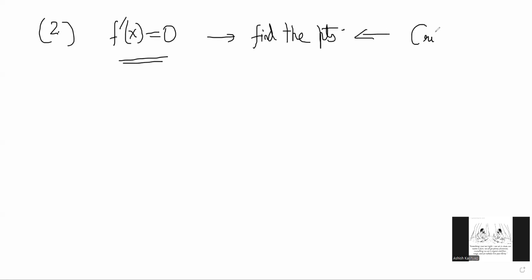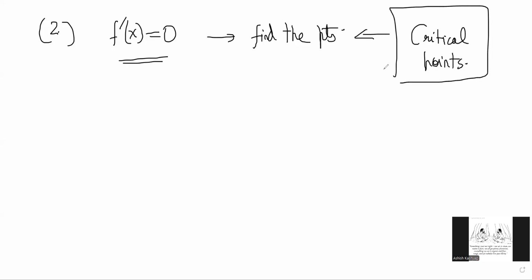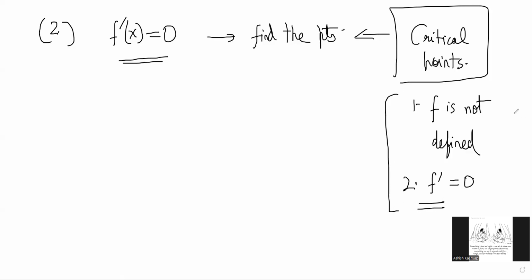What you have to do is f dash x is equal to 0 and find the points where this happens. Find the points where f dash x is 0. These points are known as critical points, by the way. Critical points are the points where either the function is not defined at those points, or two, where f dash is equal to 0. Correct?